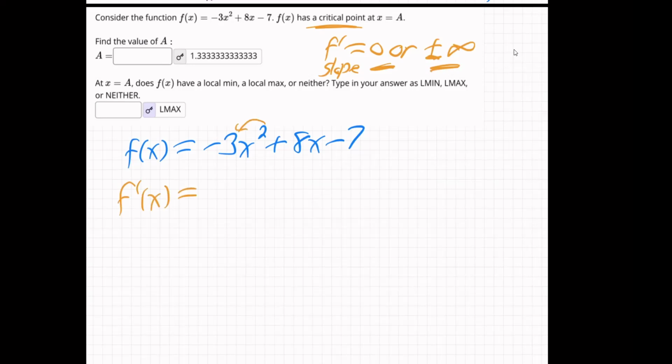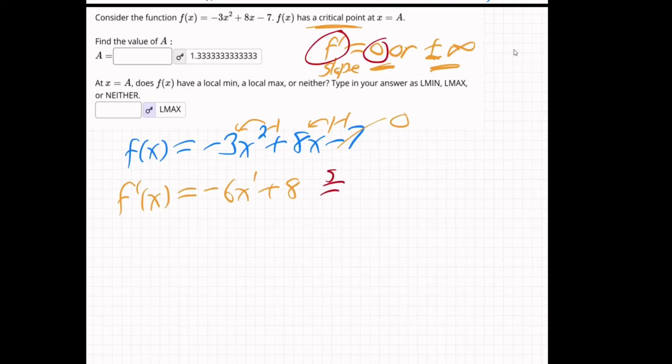To bring the 2 down, it'd be minus 6x to the 1. This is a 1 power; bring it down because we subtract 1 from the power. The 8x, bring that down, that'd be 8. Subtract 1, so the x just goes away. And the minus 7, that doesn't have an x, that's just 0. So there's the derivative. Now we want to know where the derivative is 0.